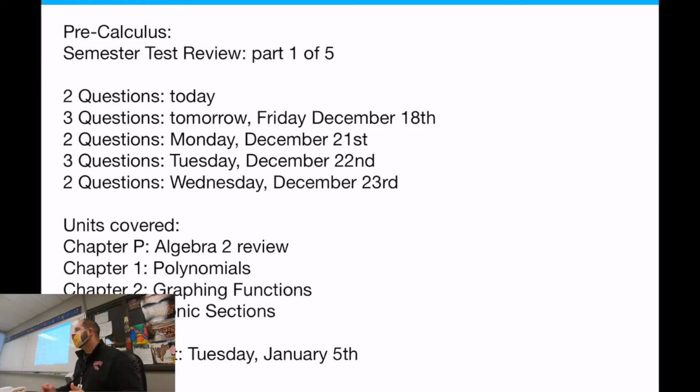Now, the units we covered: Chapter P, that's the prerequisite stuff from Algebra 2. Chapter 1, which is polynomials, and then eventually that molded into graphing in Chapter 2, and then we went into conics, which are parabolas, circles, ellipses, and hyperbolas. And that'll be the last couple questions you see on your semester test.